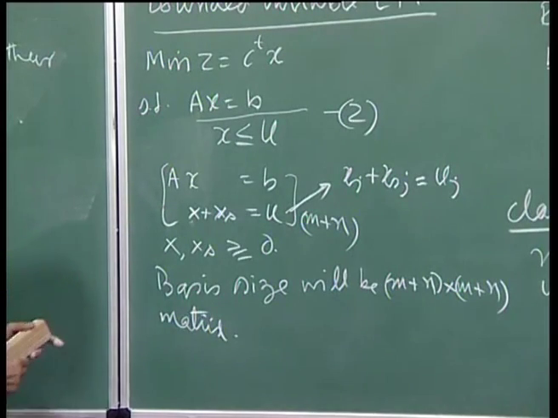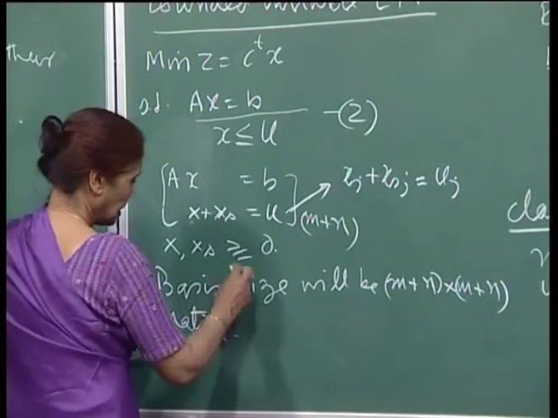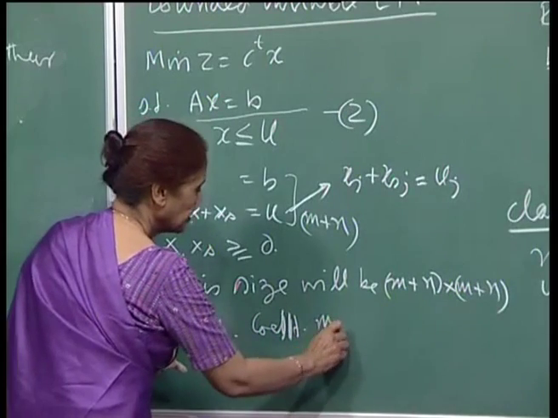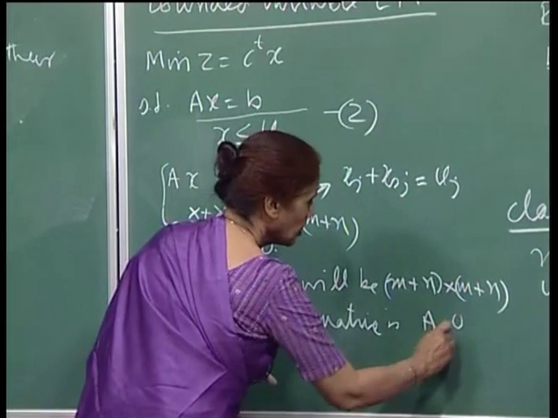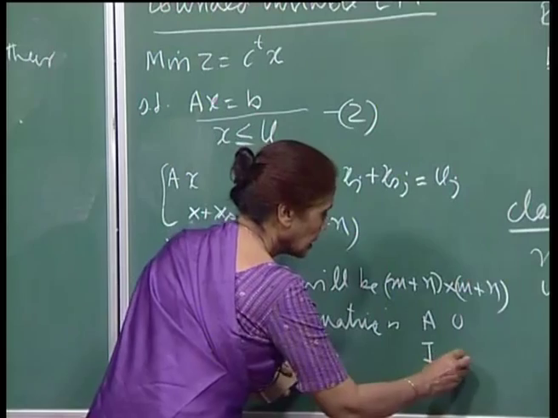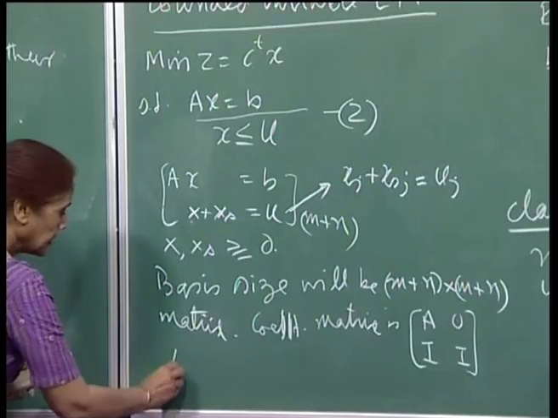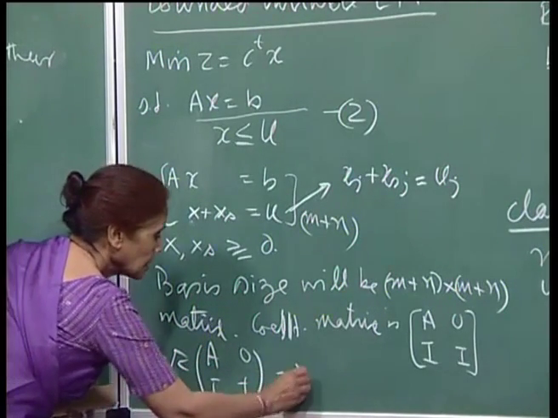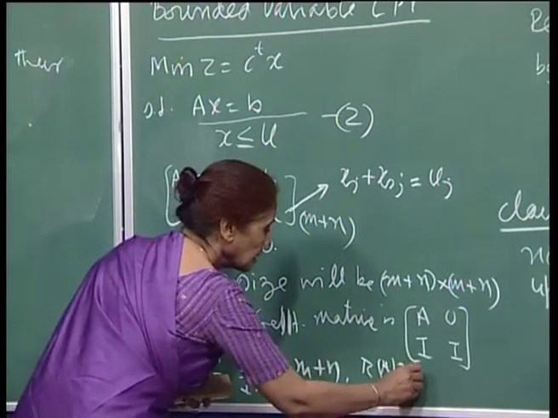Yes, I should have mentioned it when I said the basis size will be m plus 1 by m plus 1 matrix. Why? Because the coefficient matrix is A, 0, I, and I. So, rank of A 0 I is m plus n, where rank A we are taking as m.